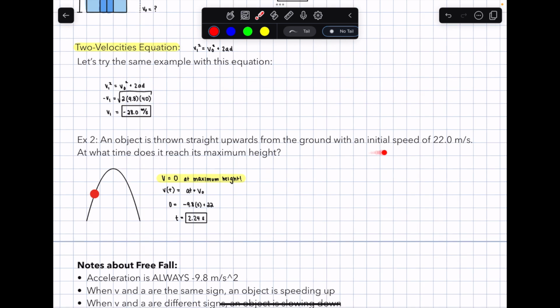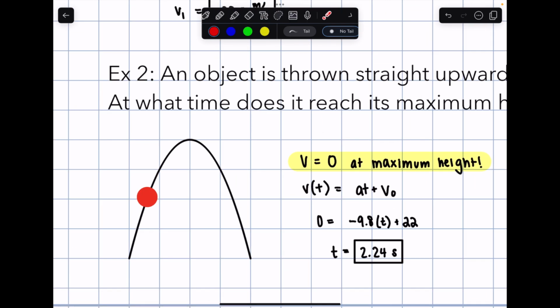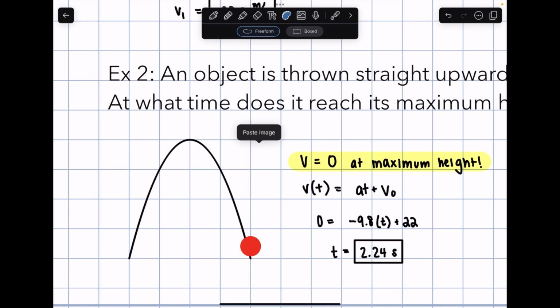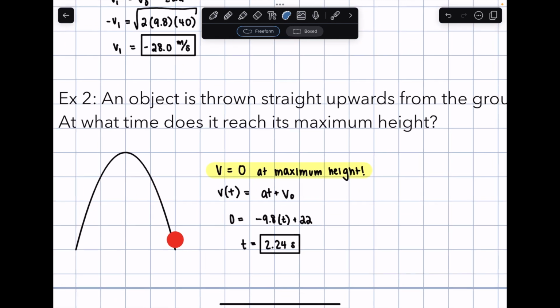At what time does it reach maximum height? So in this situation, we kind of have a similar dilemma. We have an object that's launched up and it goes up and then it comes down. And so in this one, we have to try to find when it reaches maximum height, which is at the top of this curve right here.